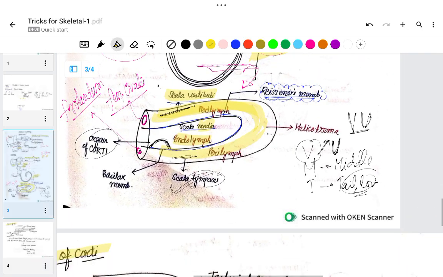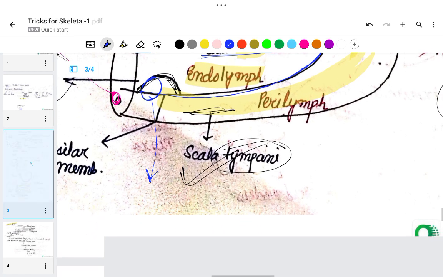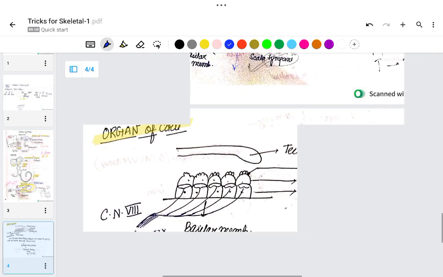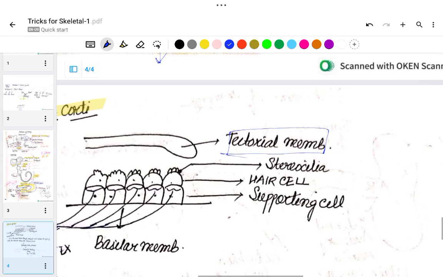That means we are now studying the organ of Corti in a very detailed manner. We are taking a section of the organ of Corti and studying it in this diagram. The outermost part of the organ of Corti is called the tectorial membrane.